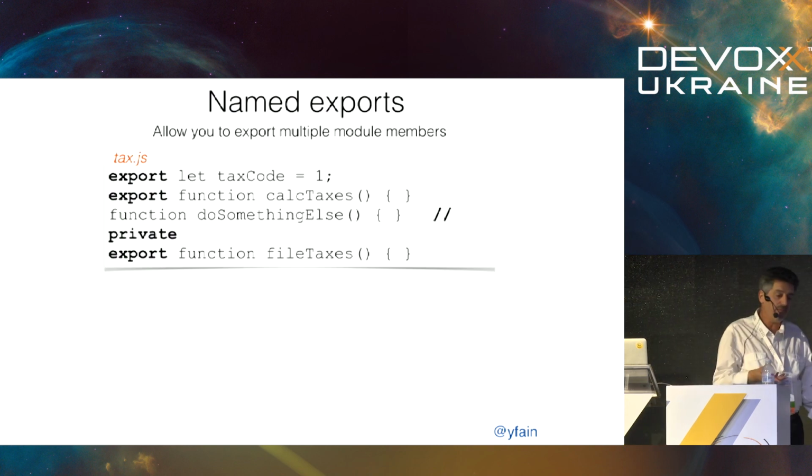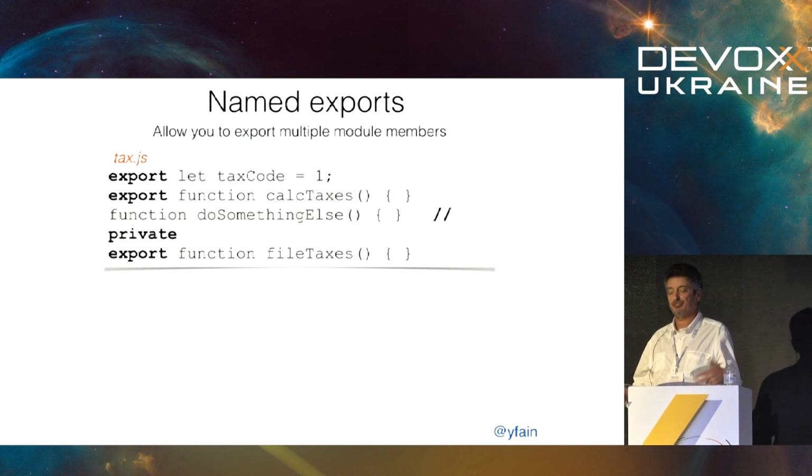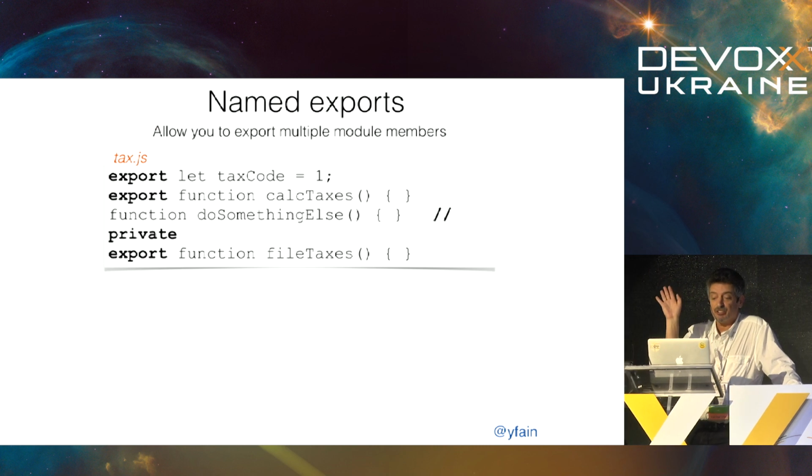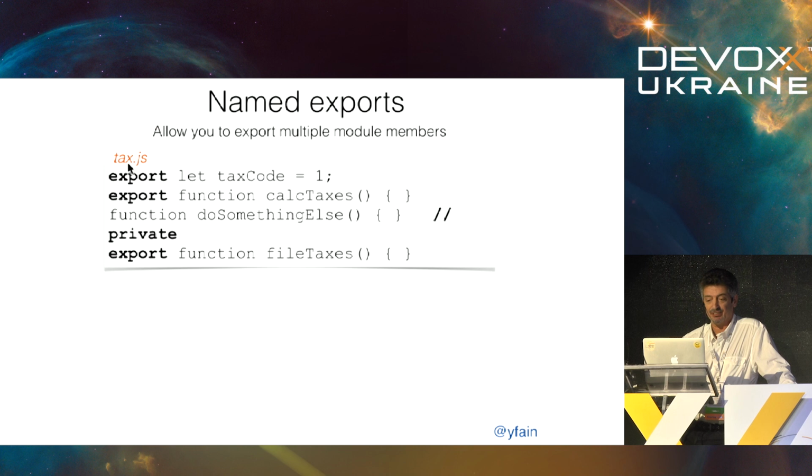You can have named exports or you can have default exports. You can export as many variables as you want. Like in this example, I have text.js file, right? I export this variable textCode. I export this function called calcTaxes. I do not export this function, doSomethingElse, so it becomes technically private. And I export this function. Pretty easy.